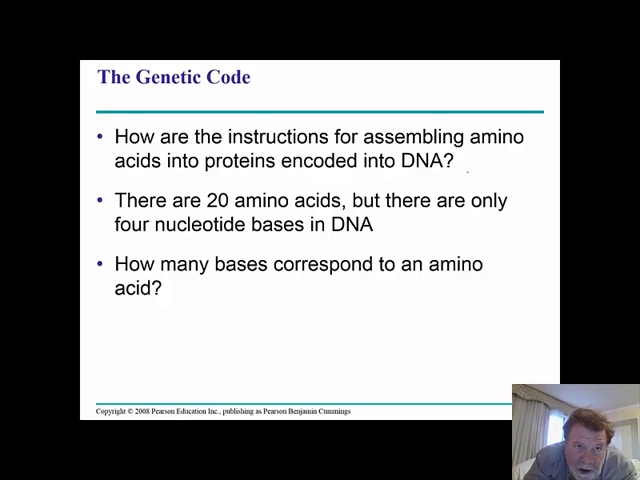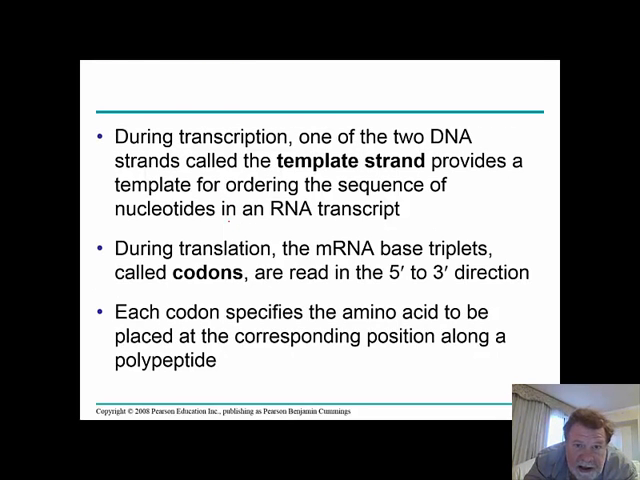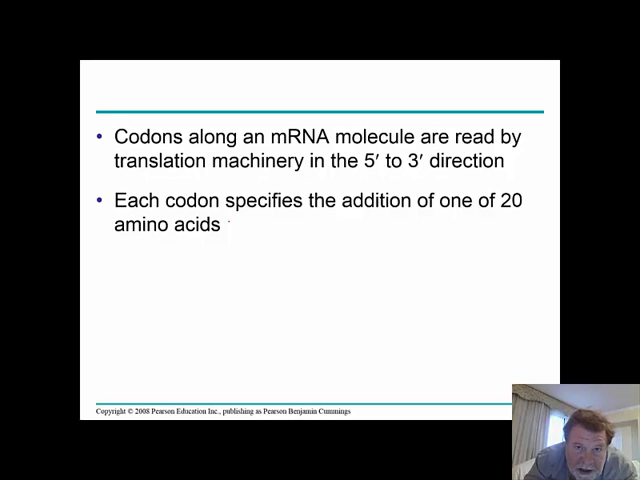You do need to know a bit about the genetic code, basically how to read the genetic code, and we talked about this in class. We have about 20 amino acids, and they are coded by the triplet code, these codons. And codons in mRNA are read by the translation machinery in the 5' to 3' direction. Each codon specifies the addition of an amino acid.